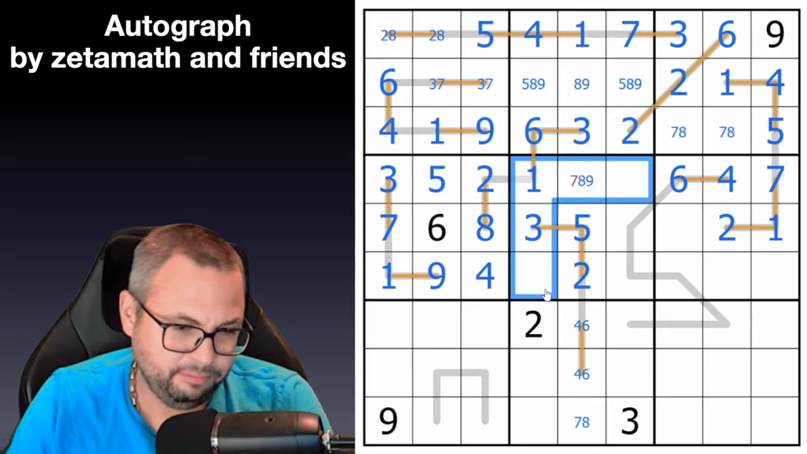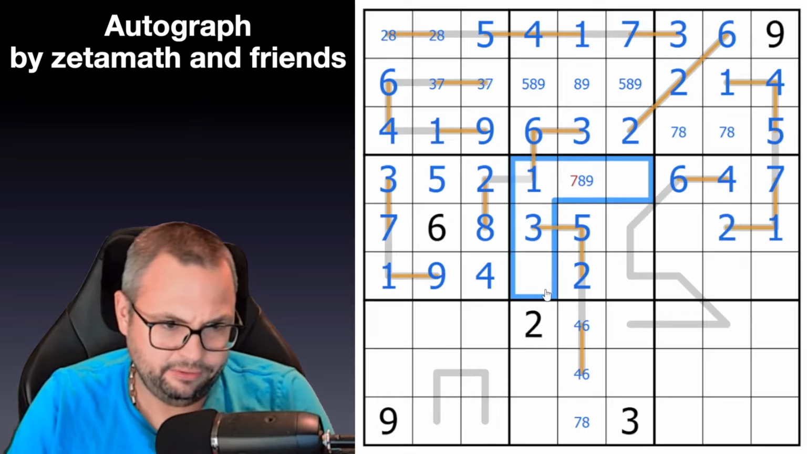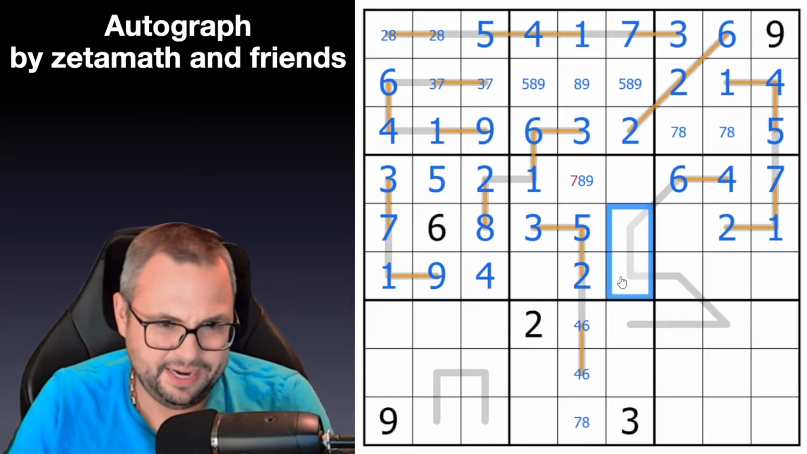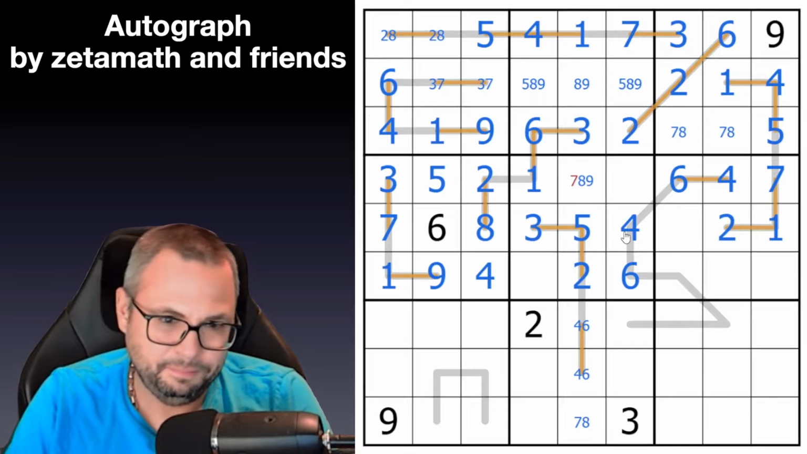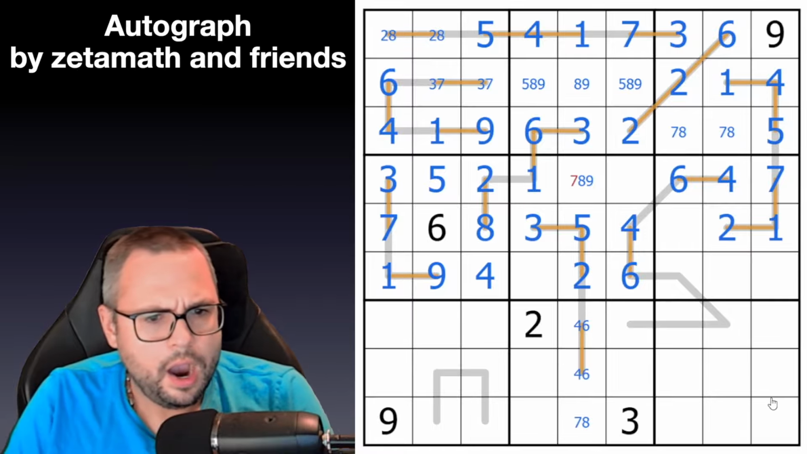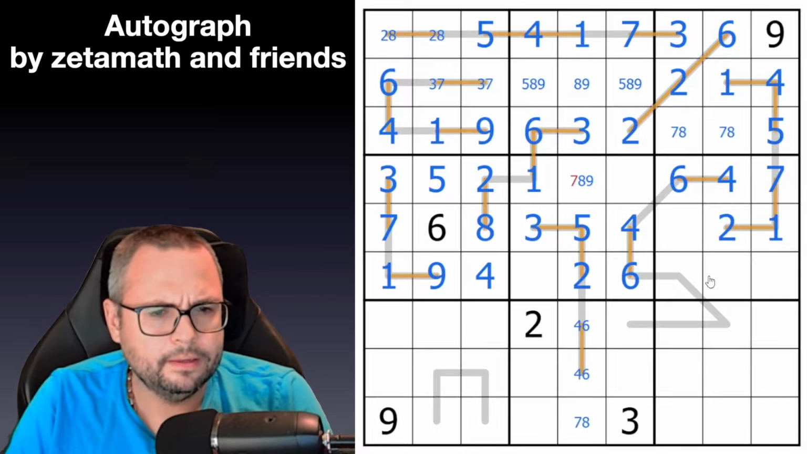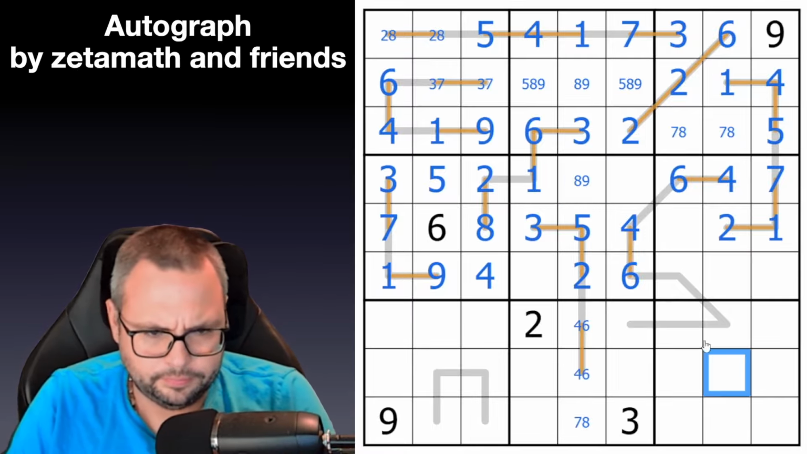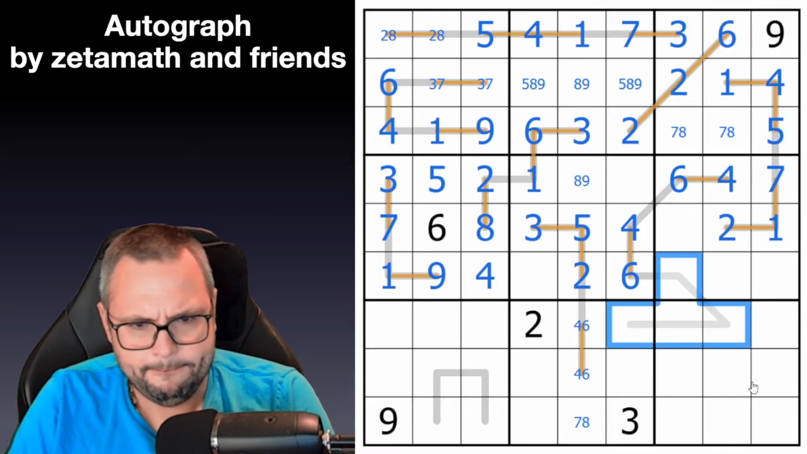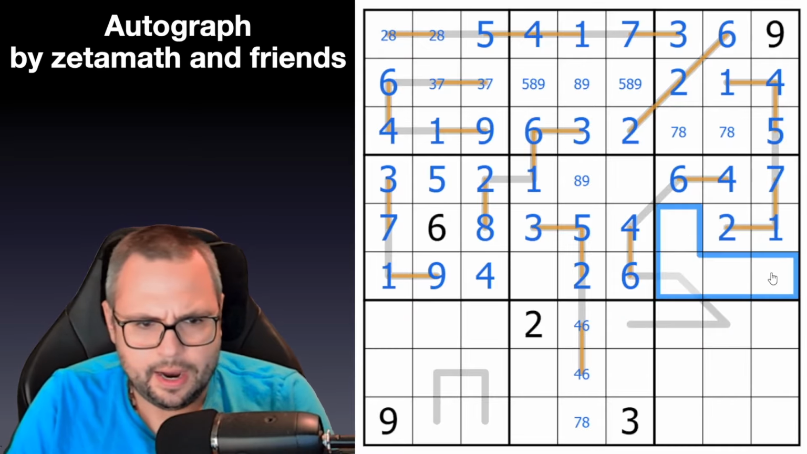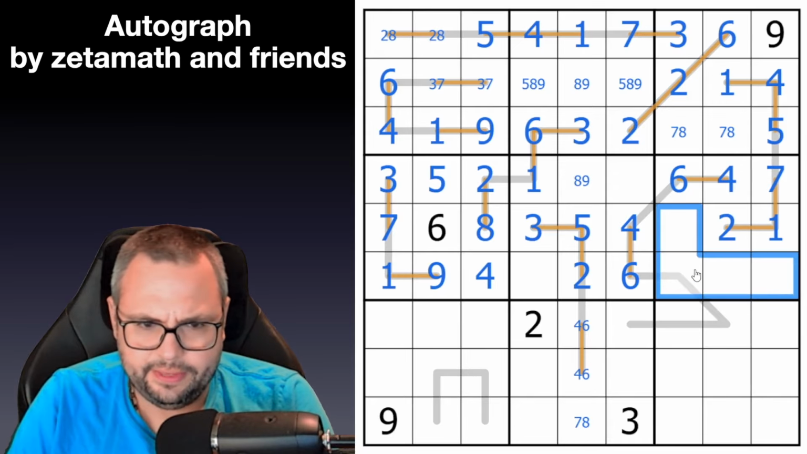4, 6 in this box, funnily enough, just by Sudoku, seem to go here and here. So these are a 4, 6 pair in that order. So those sum to 10. Could this be a 4-cell sum to 10? Maybe. Let's fill in these digits.